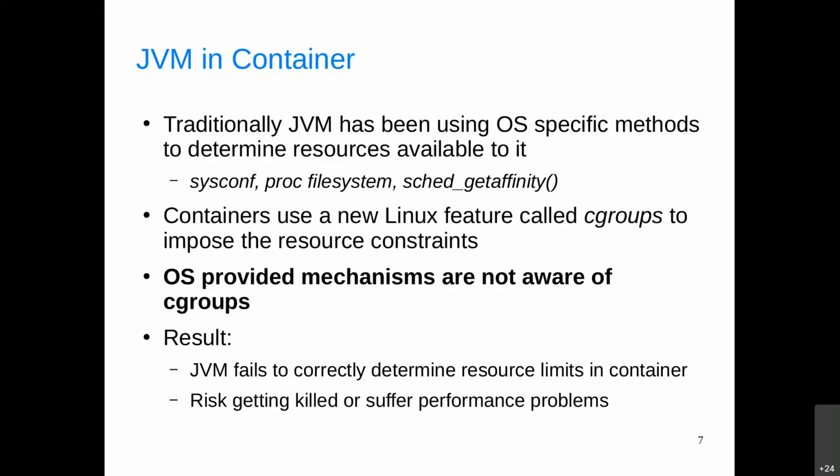But when we talk about containers, they use a Linux feature called cgroups to impose these resource constraints on memory and CPU. And the problem is the OS-provided mechanisms are not aware of the cgroup mechanism.